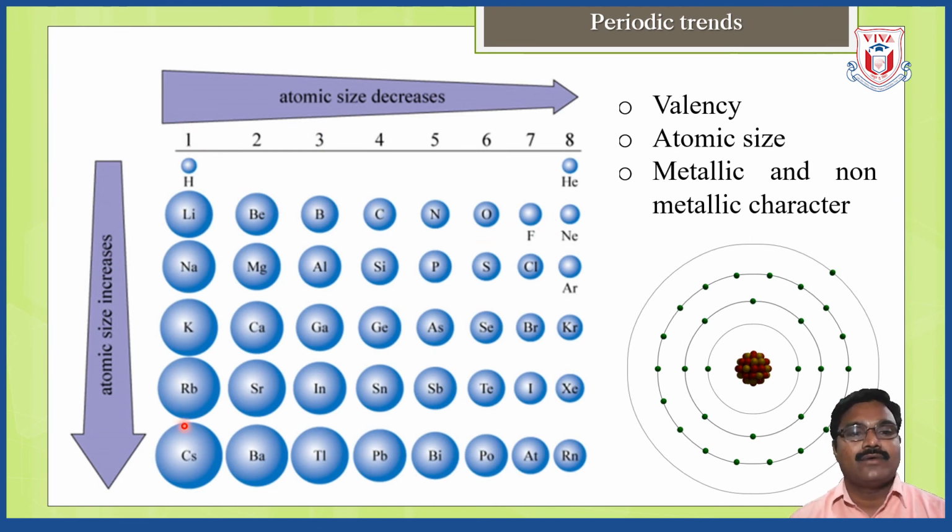Now let us consider down the group. As we move down the group, the number of shells goes on increasing. As the number of shells increases, the distance increases, and therefore the attraction between the outermost electron and the nucleus decreases. As the attractive force decreases, the atoms tend to lose electrons. The tendency to lose electrons also increases. That means as we move down the group, electrons can be easily donated, and therefore metallic character also goes on increasing.